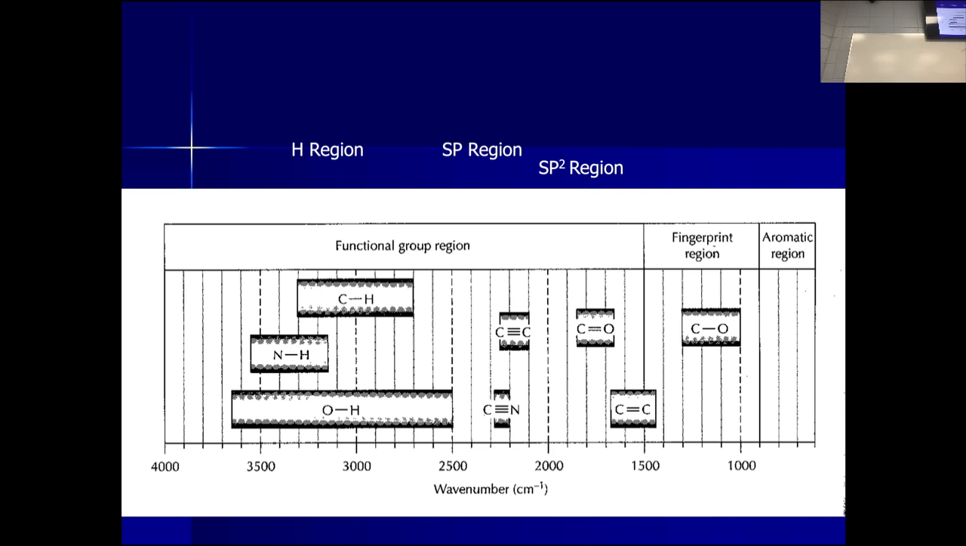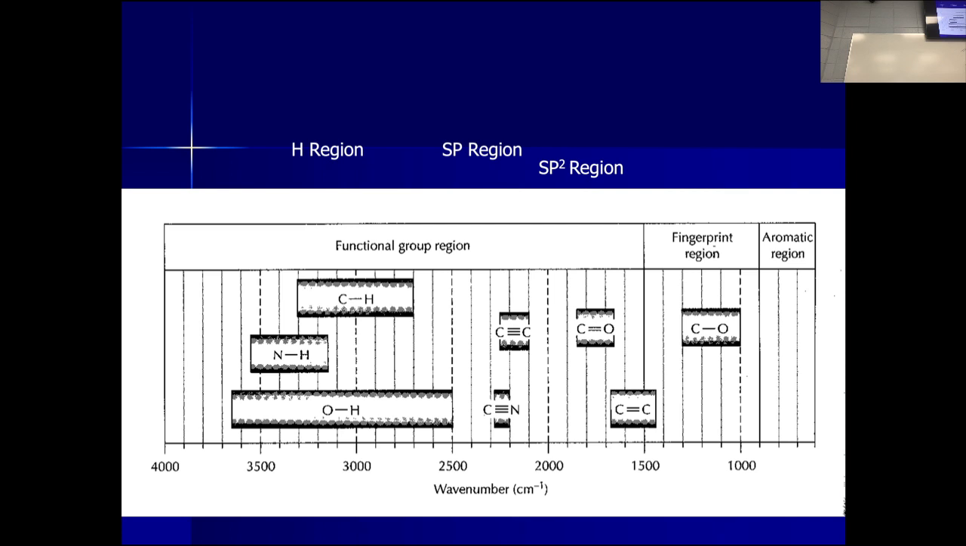How many people think that looks complicated? Be honest. Okay, it's not. And I'm going to tell you why it's not. I'm going to teach you all the little tricks. There are three regions that you need to know about: the functional group region, the fingerprint region, and the aromatic region. A seasoned chemist needs to know all of them. You all only need to know one of them.